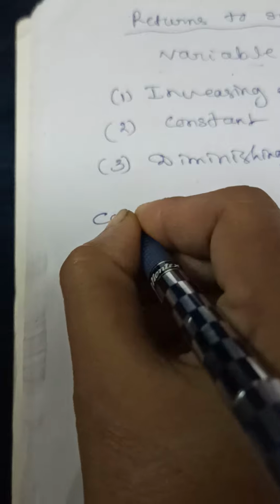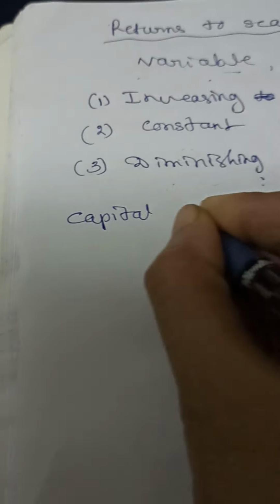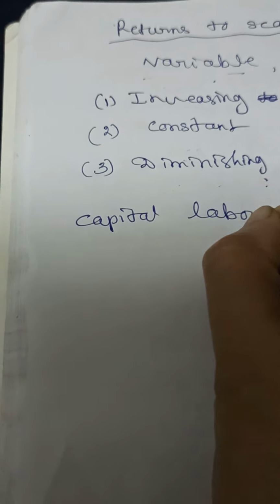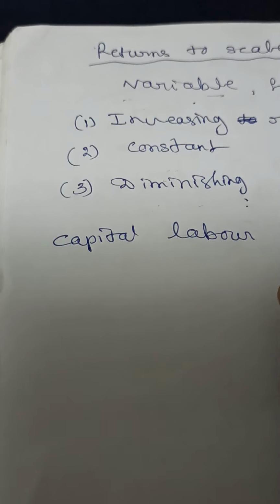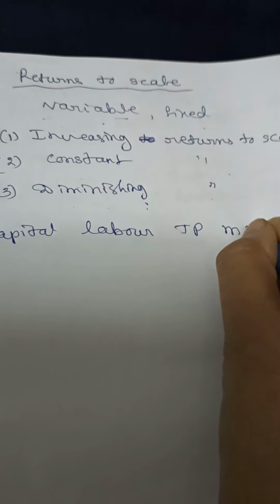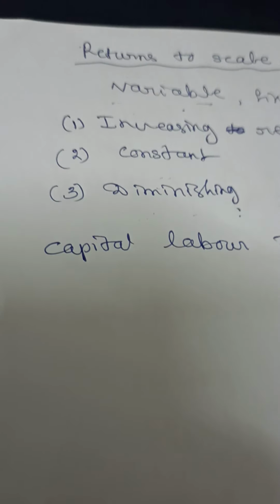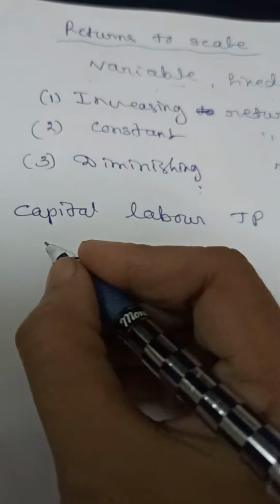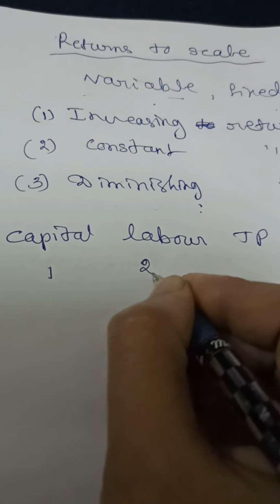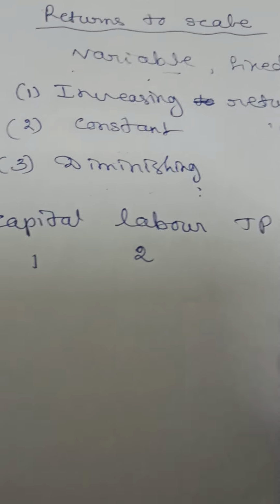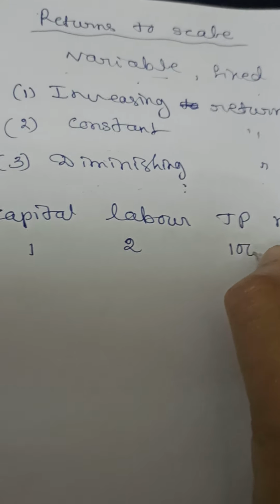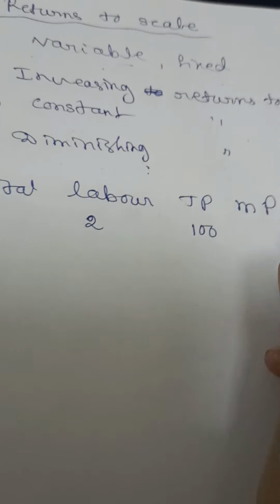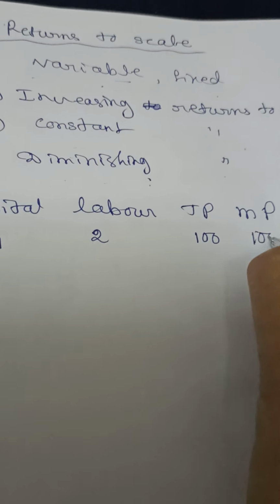One schedule you have to write. For example, you take capital, labor, total product, marginal product. Suppose you are taking 1 unit of capital and 2 units of labor. Suppose the total product is 100. What is the marginal product? 100 minus 0, so you will get 100.